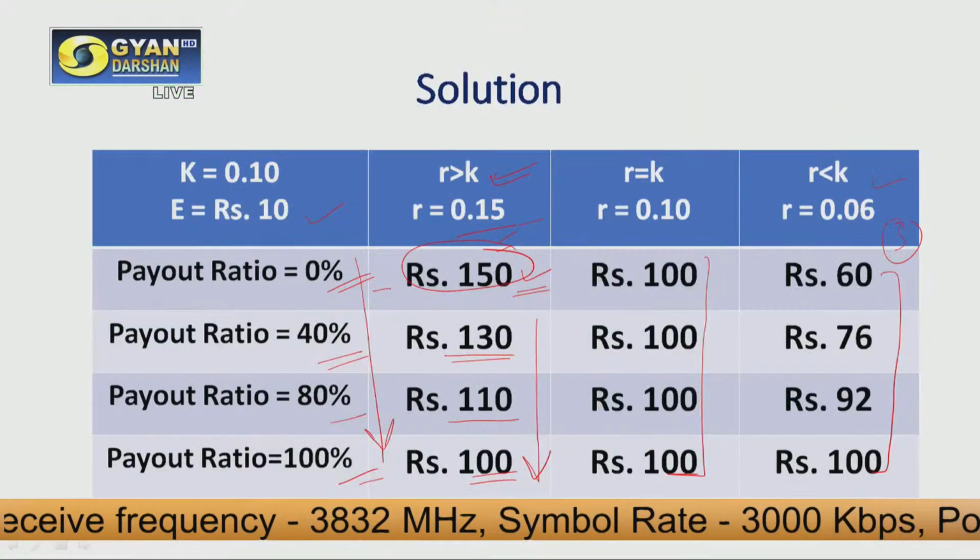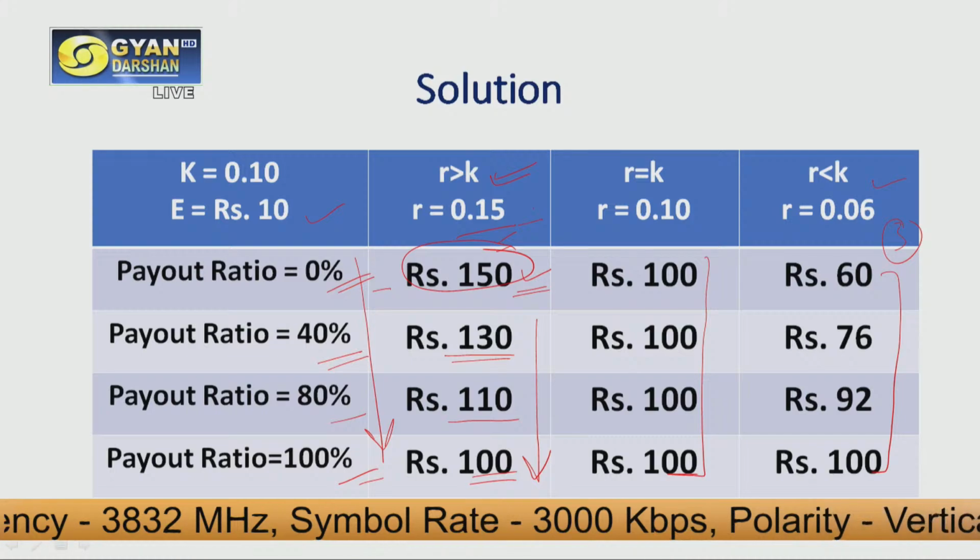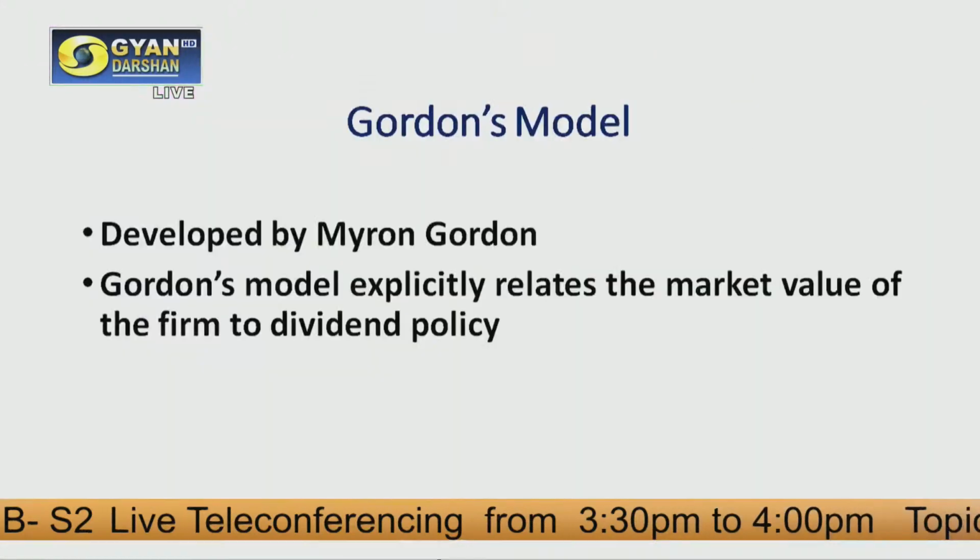But in the third case, when we have this declining firm, where our R is less than K, Walter suggested that we should increase the payout ratio, and it can go up to 100%, which is again proved by this practical example. As our dividend payout ratio is increasing, the price of share is also increasing. So this is what Walter's model said.